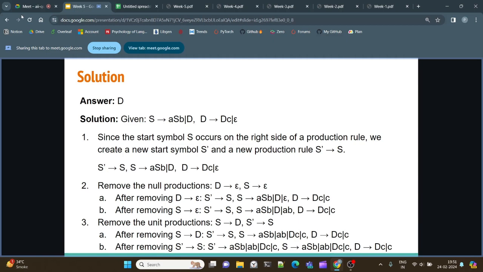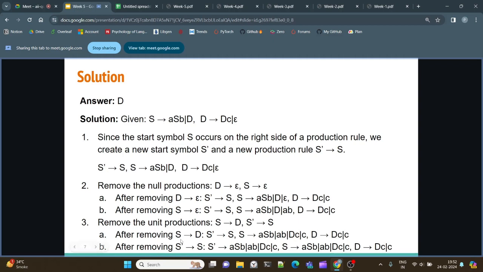Any other doubt? Can you explain the unit production alone for us? So what is a unit production? Unit productions are production rules of the form A to B, where both A and B are non-terminals. Whenever we do this, we look at the latest production rules we derived. Here we see the possible unit productions. First is S dash to S. Another one is S to D. Both are non-terminals. So these are the two unit productions present, and I need to remove them one by one.